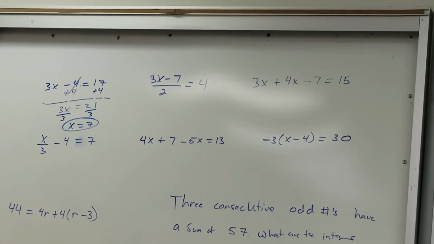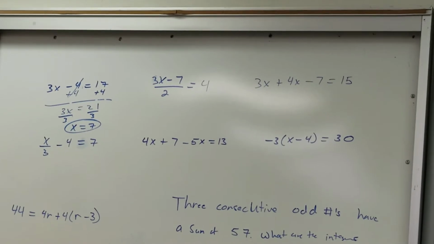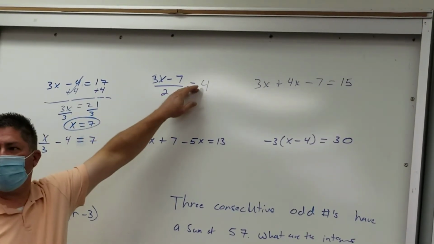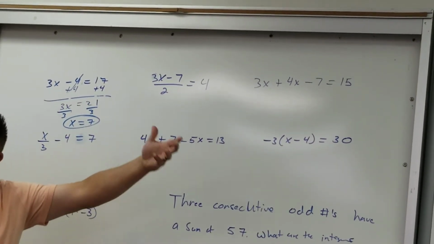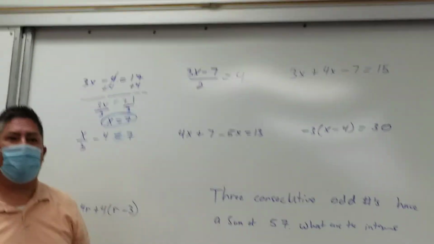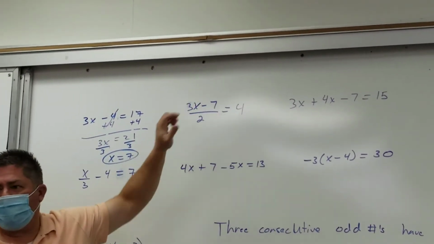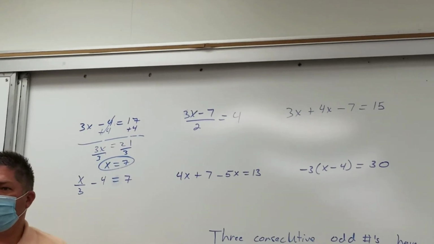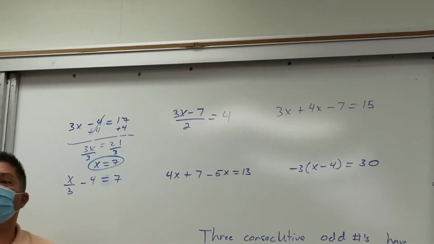Why would I get rid of the 2 first? It gets rid of the division what? Line. I want to get rid of the division line first. Right? I want to get rid of that. So what is the 2 doing to all that stuff on the top? Dividing. Very good. So what's the opposite?